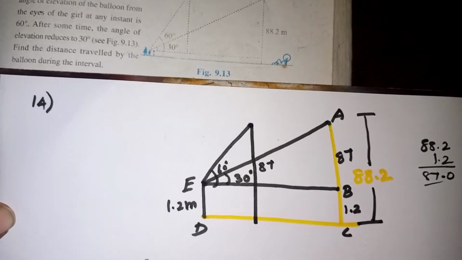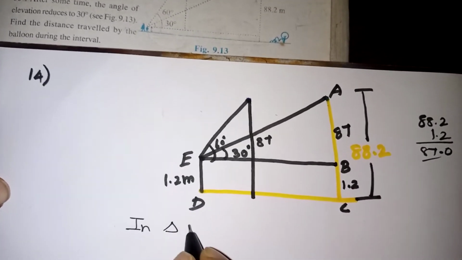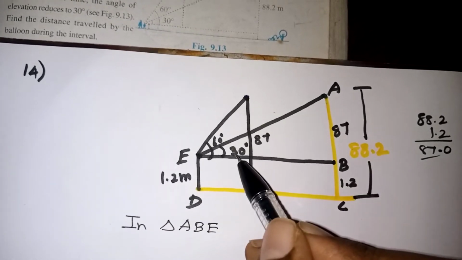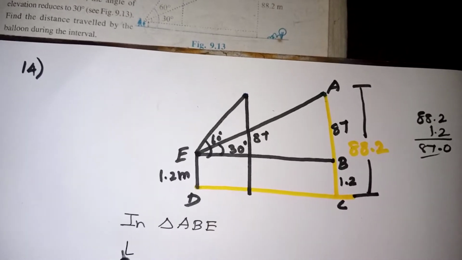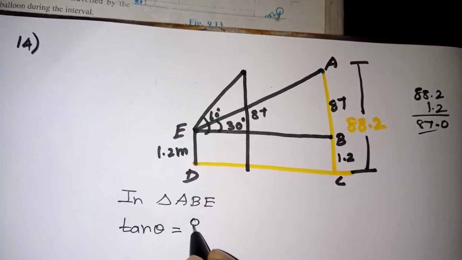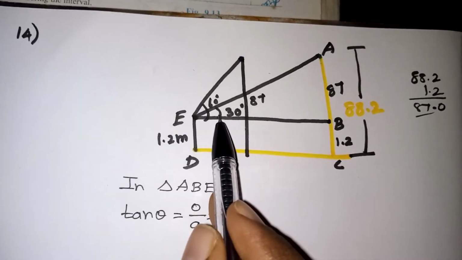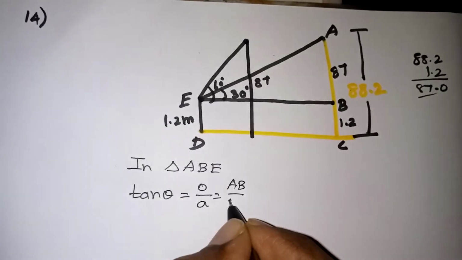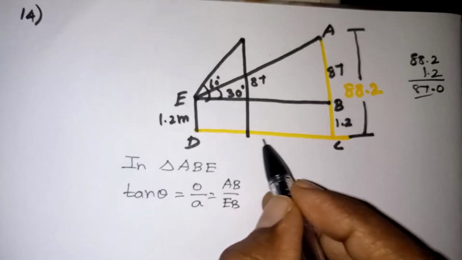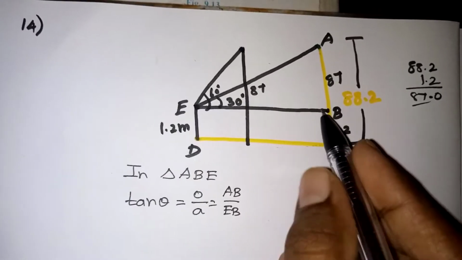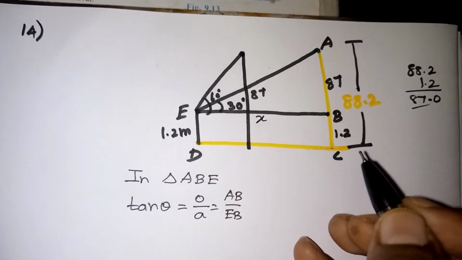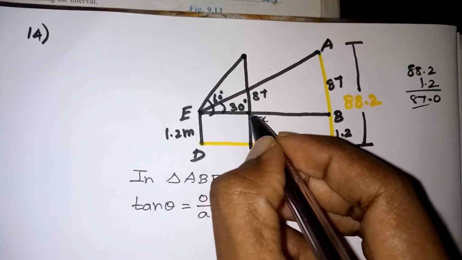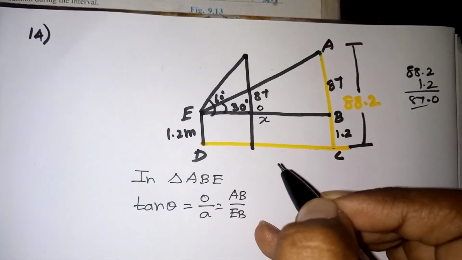In triangle ABE, our angle is 30 degrees. So we can apply tan theta, because tan theta is equal to opposite by adjacent. For this theta, our opposite side is AB and our adjacent side is EB. We don't know the length between the balloon and the spotted place. Let us consider this line as X and this one as Y. This point we are getting, let us consider it as O.